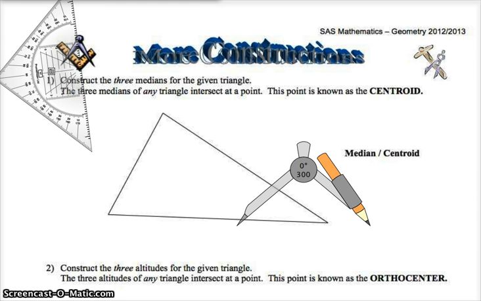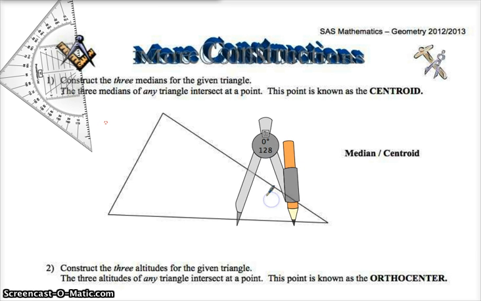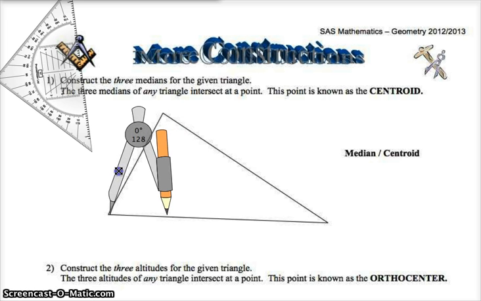Okay, so this first question tells you to construct the three medians for the given triangle. So maybe you can watch me do one of them and then go through on your own and do the other two. If we want to construct a median, well, what is a median? You're going to have three medians. You're going to go from a vertex to the midpoint of the opposite side.